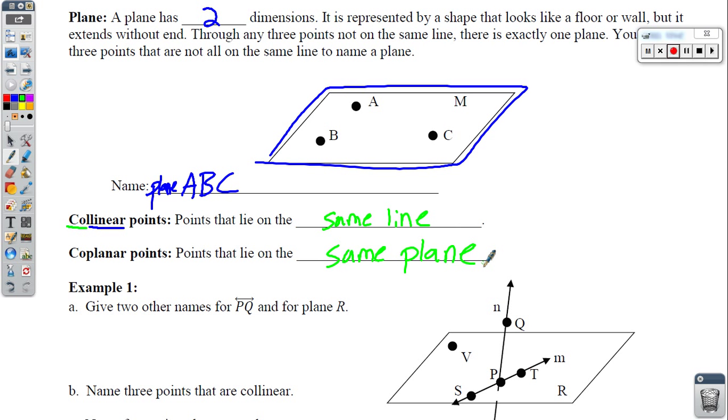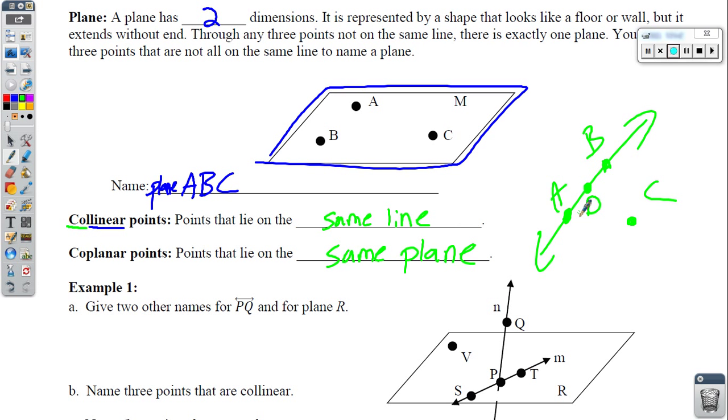So for example, if we have points A and B on a line, we could have point C over here. These 3 points are not collinear because they are not all on the same line. If we put point D here on the line though, you can see that points A, B, and D are collinear. They are all on the same line. C is not though, so C is not collinear.